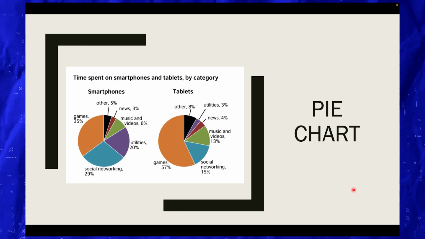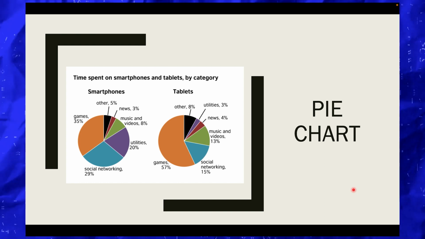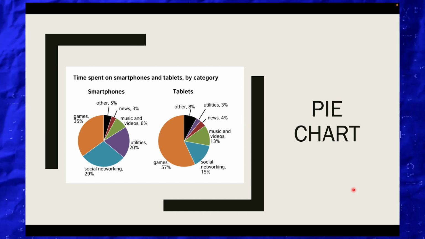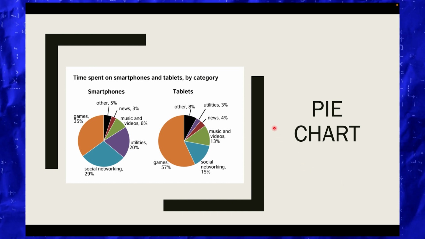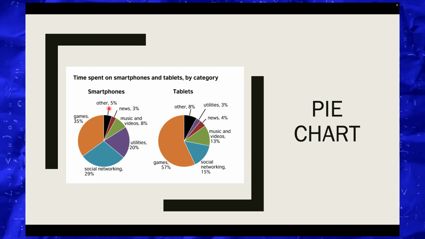Now let's take a look at how to write an overview for a pie chart or pie charts. So here you can see one example. These pie charts show the time spent on smartphones and tablets for different purposes, given here.